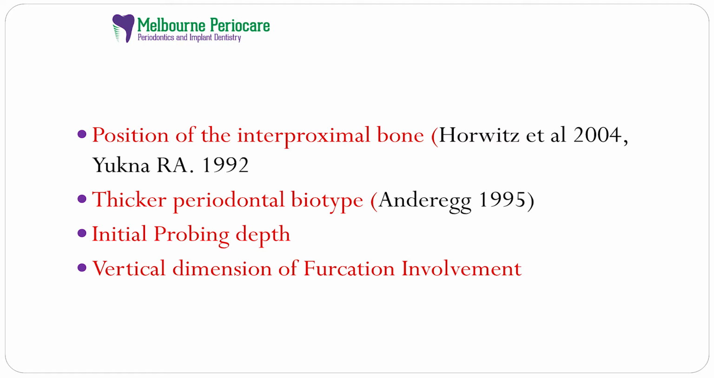The other problem that we find is that sometimes the periodontal biotype is actually quite thin, and it can be a very big problem when we are raising flaps. So a thicker gingival biotype is definitely more desirable when we are treating teeth with regenerative therapy. Other than that, we're also looking at factors such as initial probing depth and vertical dimension of the furcation involvement.